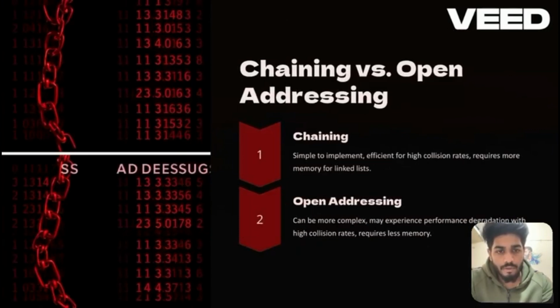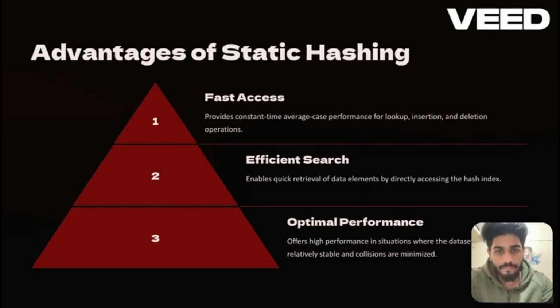Chaining versus open addressing. Chaining: simple to implement, efficient for high collision rates, requires more memory for a linked list. Open addressing can be more complex, may experience performance degradation with high collision rates, requires less memory.